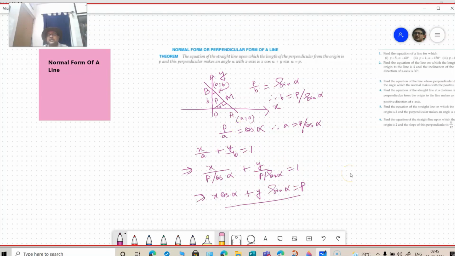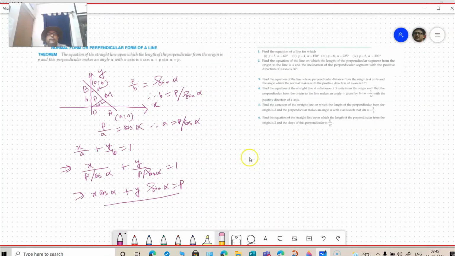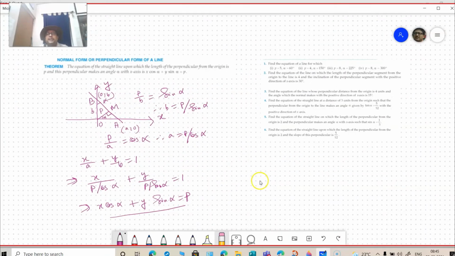angle alpha with x-axis. So if we go by these sums here, it is straightforward, where it is asked that the length of the perpendicular from origin is 5 and alpha 60, or this kind of sum. You can avoid these sums right now at this moment. Just number 2 I am doing here, 1 part 2. And how this thing happens, alpha equal to 150 degree.